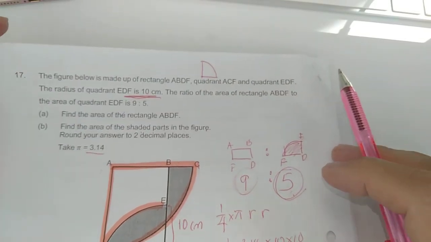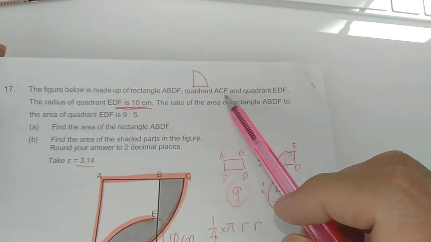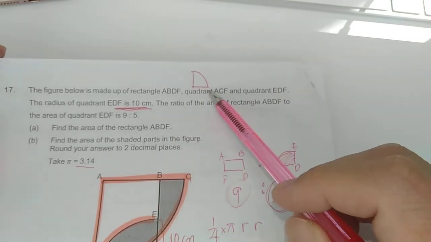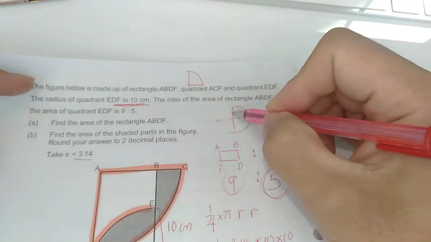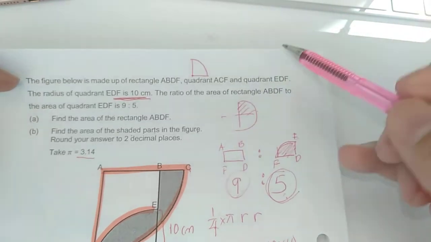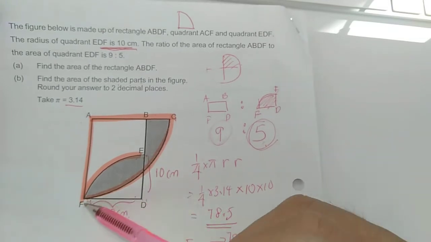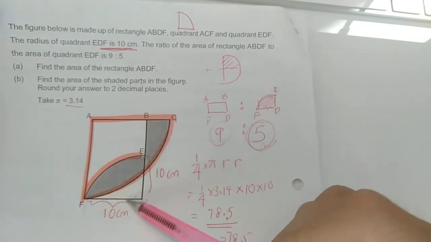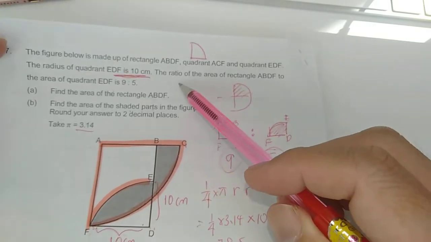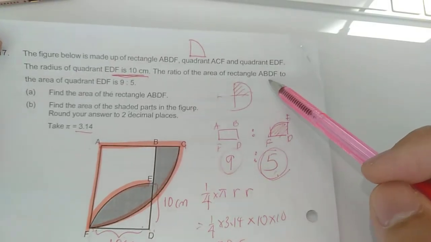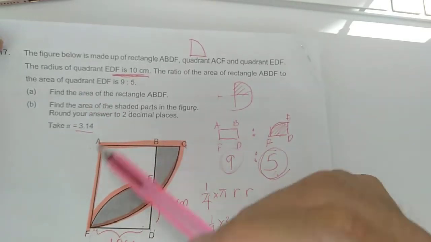The figure below is made up of a rectangle ABDF, quadrant ACF, and quadrant EDF. Quadrant means quarter circle. If you divide a circle into 4 equal parts, each part is known as a quadrant. Now the radius of quadrant EDF is 10 cm. So this quadrant here has a radius of 10 cm on both sides. The ratio of the area of the rectangle ABDF to the area of the quadrant EDF is 9:5.